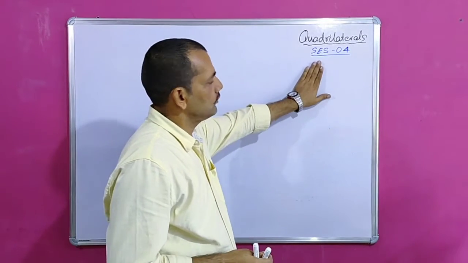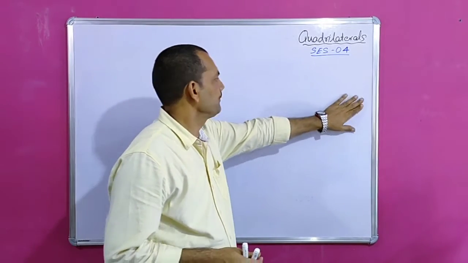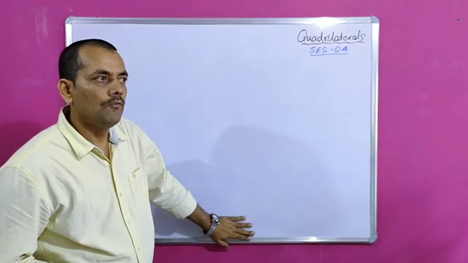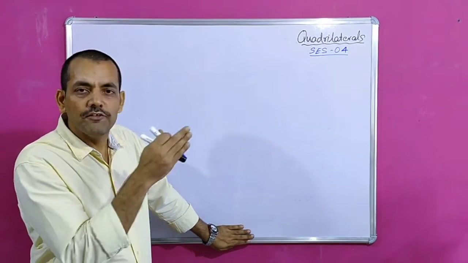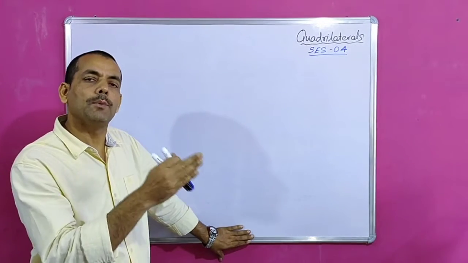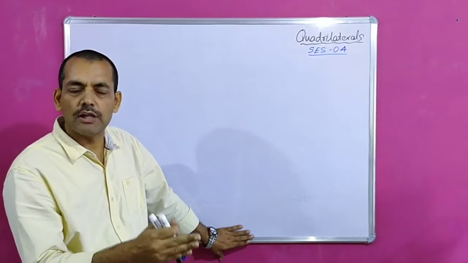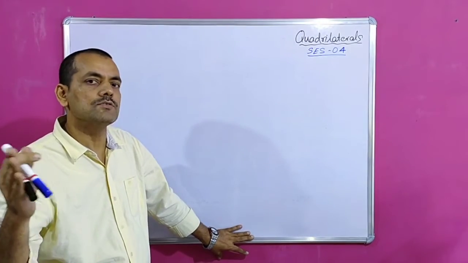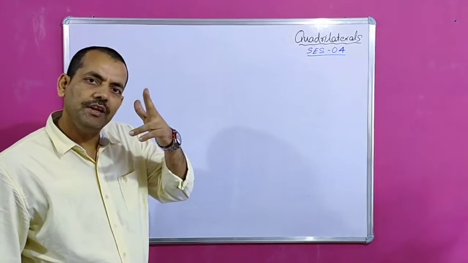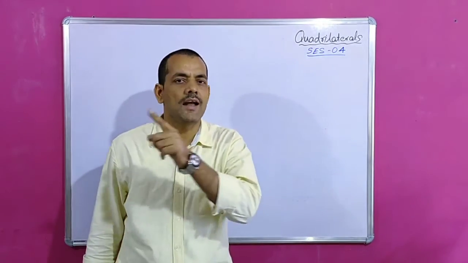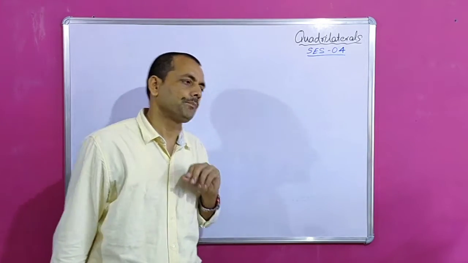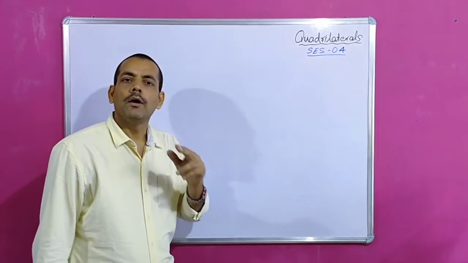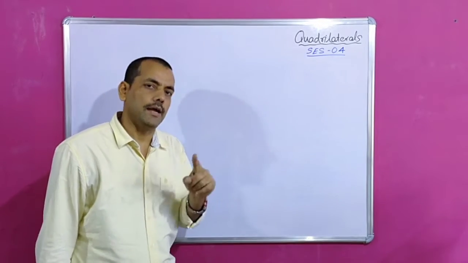Continuing from the previous session of quadrilaterals, this is the fourth session. In the previous session, the third one, we saw the relationship between different types of parallelograms. Different types of parallelogram means parallelogram, rectangle, rhombus and square, because every rectangle, rhombus and square is actually a parallelogram. Now in session 4, we will continue with trapezium and kite.